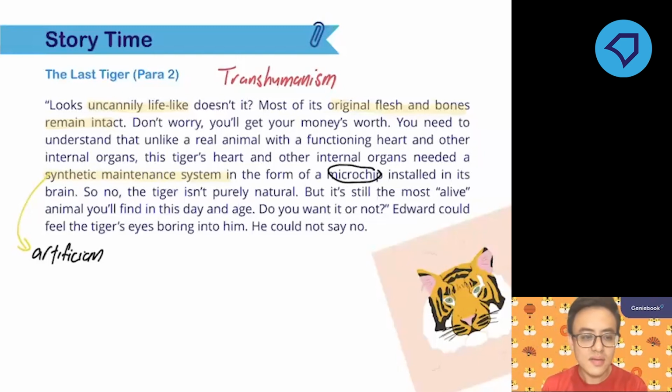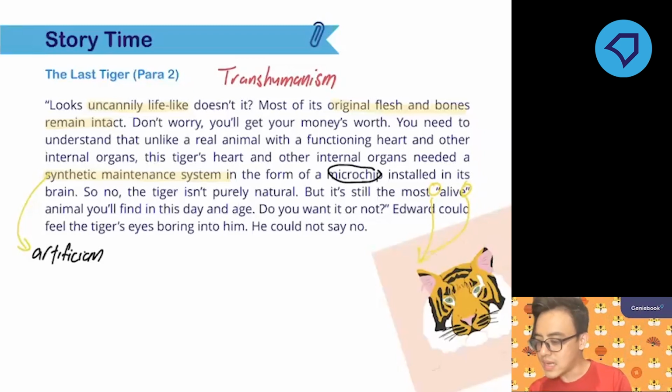Okay, so the tiger that you see here is kind of half tiger but half robot. So no, the tiger isn't purely natural, but it's still the most alive. Okay, now when you see open and close inverted commas like this, boys and girls, the author is trying to say that he doesn't think it is, or the author is trying to show sarcasm. So the author's effect of putting open and close inverted commas can be to show sarcasm.